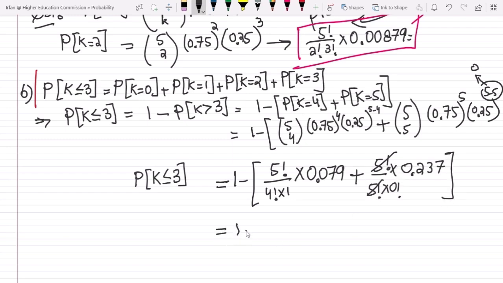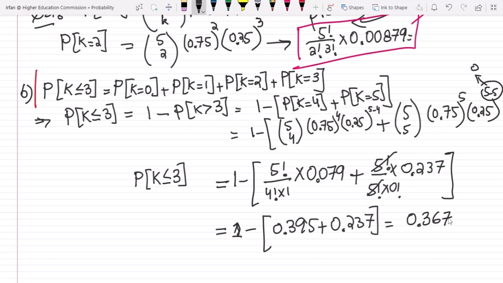So now let me have here 1 minus, here multiplying it, I will get 5 multiplied by 0.079, so it will be what? It will be 0.395 plus 0.237. Okay, so carrying it out, adding them together, and then subtracting it from 1, what I will get here? The answer of it will be 0.3672. Okay, and that is basically the solution of part B of my question.